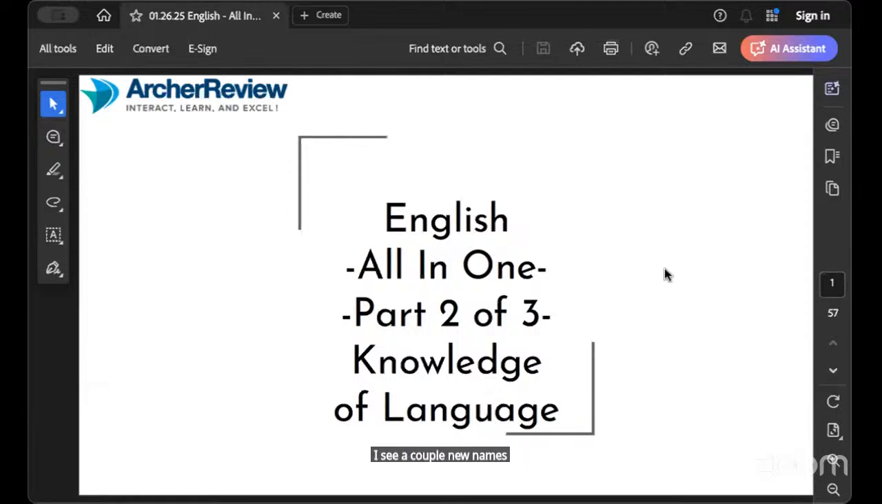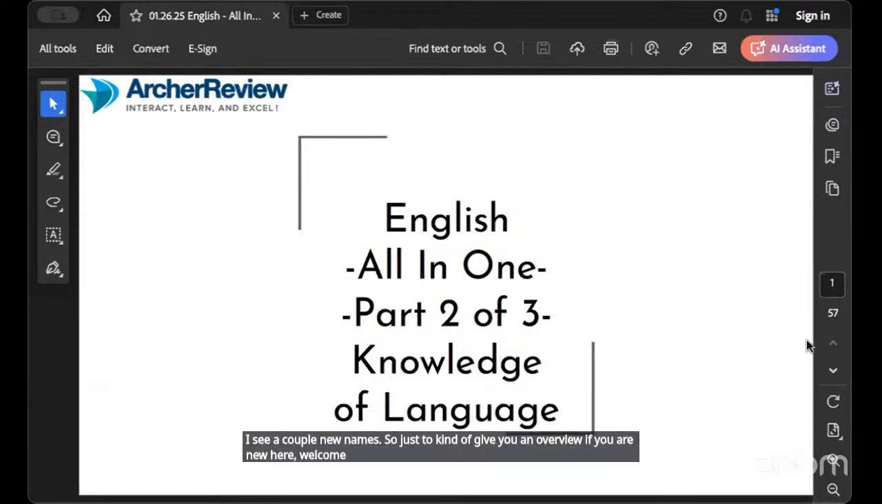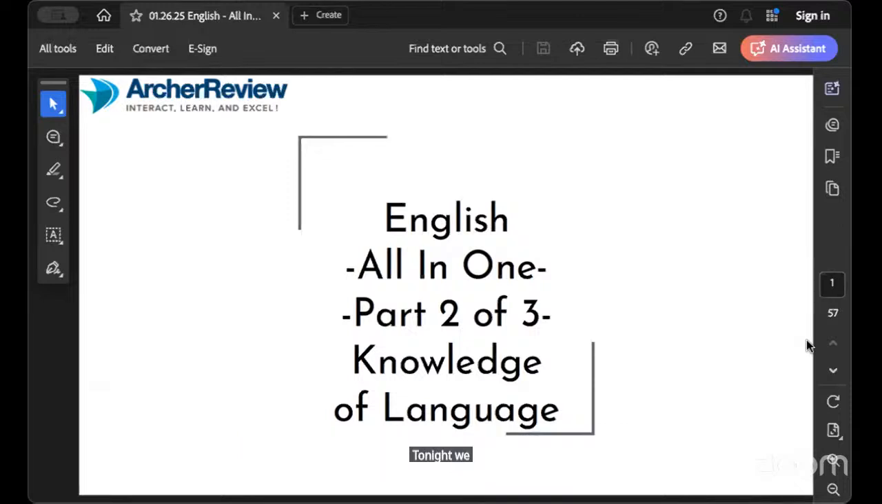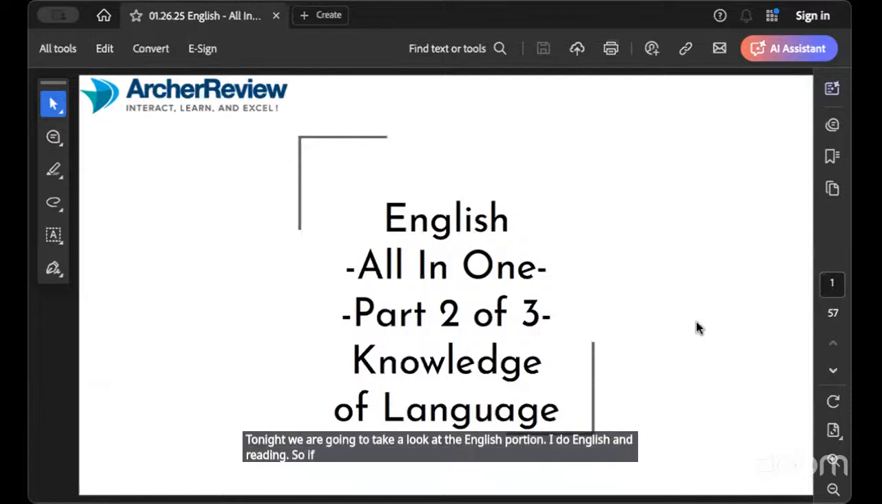Just to give you an overview, if you are new here, welcome. Tonight we are going to take a look at the English portion. I do English and reading. If you're joining in for the first time, this is an all-in-one. We're going to look at part 2 of the 3 English sections that exist, and do an overview of that entire second section. This is not a deep dive into individual topics. This is looking at what to expect from the section overall.